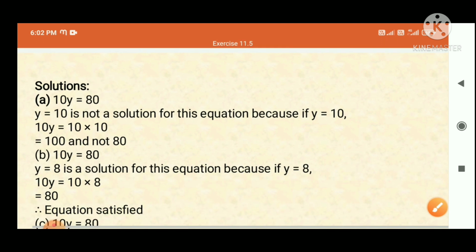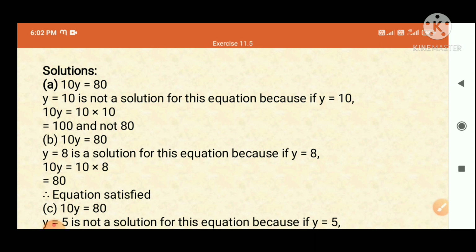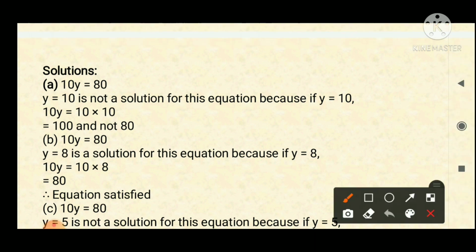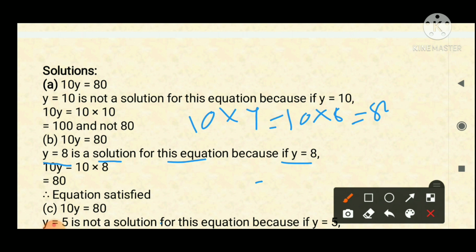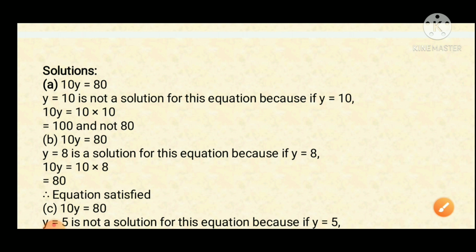Now next we have to take the value of y is equal to 8. Here y is equal to 8 is a solution for this equation, because if we put y is equal to 8, then 10 into y means 10 multiplied by 8, 10 eights are 80, and 80 is the right hand side of this equation. So here the equation is satisfied. So y is equal to 8 is a solution for this equation, and so we say that the equation is satisfied for the value of variable y is equal to 8.